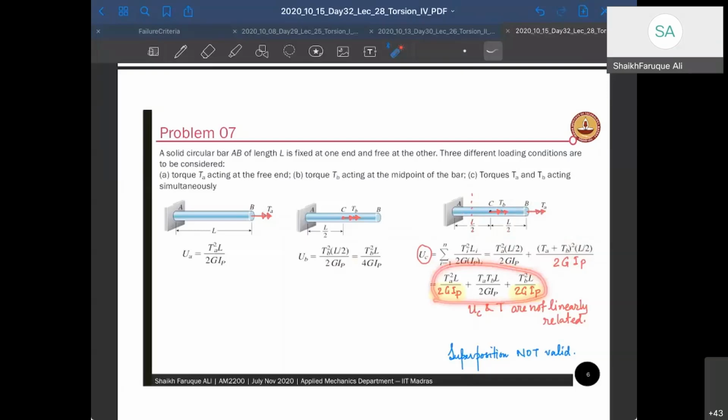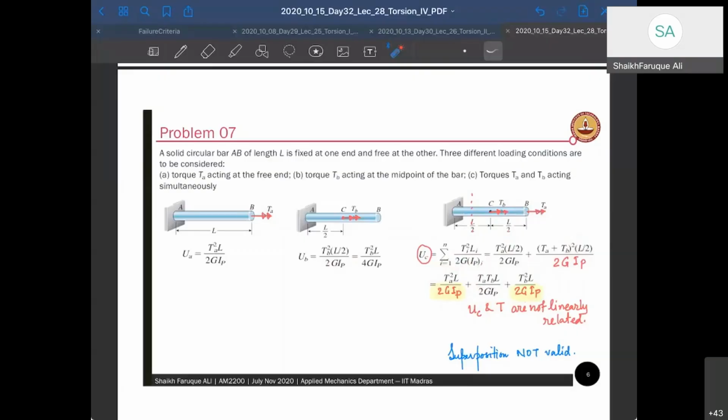So this is on the whole section due to TA. This is on the whole section due to TB, right? And this is the combination of it. So the strain energies you cannot simply add up. You have to take sections and then add up.